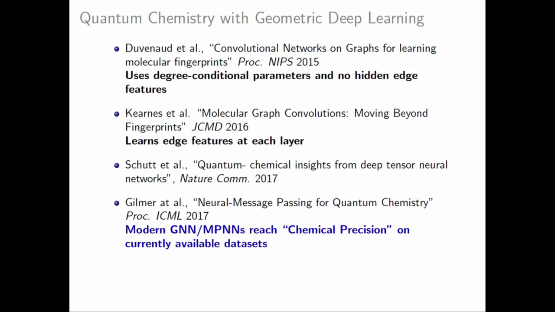And in many of the data sets that these works are tested on, they reach what's called chemical precision, which means that statistically speaking, the error they make relative to density functional theory is of the same order as the error that density functional theory makes with respect to the ground truth. So this opens the door to the need to develop larger or more precise data sets to verify whether these models can not only match DFT, but also improve on it in some respects. So this is for quantum chemistry, and I just wanted to give you some background.